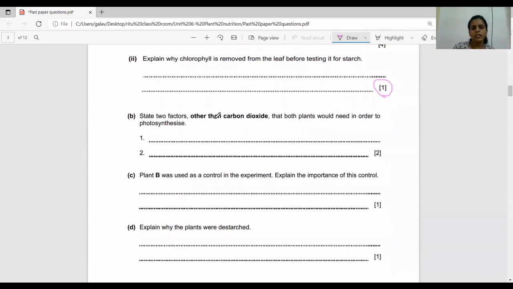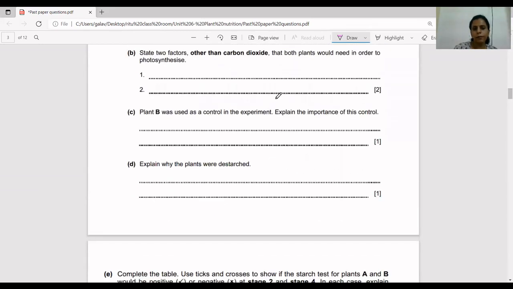Next question is, state 2 factors other than carbon dioxide that both plants would need in order to perform photosynthesis. So apart from carbon dioxide, plants require sunlight. Plants need water. So these 2 factors you can write down here, sunlight and water. Remember not to write chlorophyll because chlorophyll is already present in the plant. So if you write chlorophyll, the answer will get rejected. They're talking about factors, so you need sunlight and water.